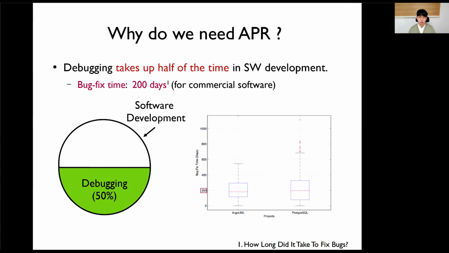And some outlier bugs in PostgreSQL take over 1,000 days to fix. This is the first reason we need automatic program repair techniques.